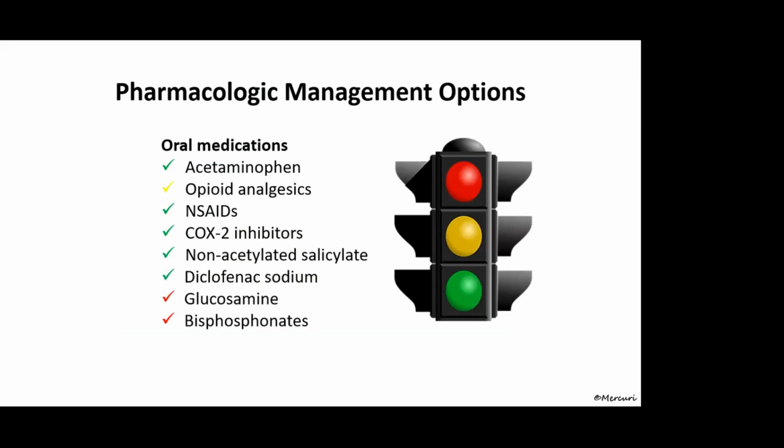aspirin, and other oral medications. Opioid analgesics should be used very carefully in these patients. Again, the opioid crisis has shown us that we have to monitor these pharmacologic agents very closely. But what about glucosamine and bisphosphonates?